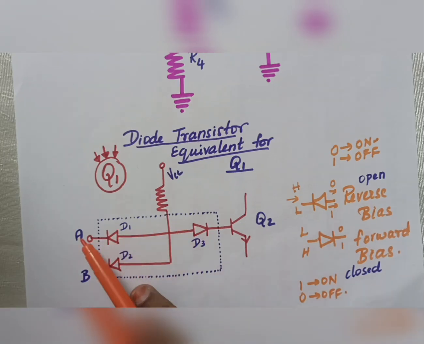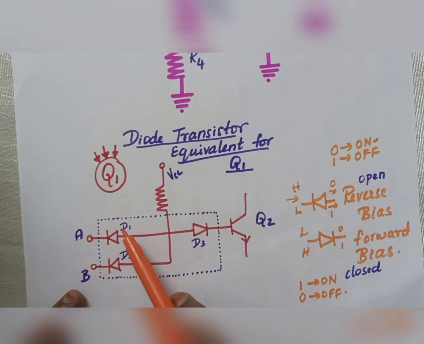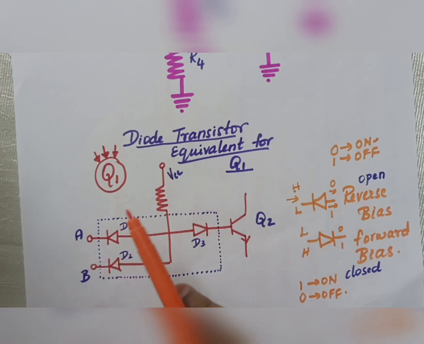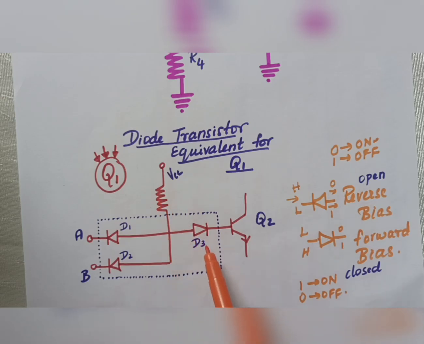Now if my A and B are 0, what will happen? My D1 and D2 will be in on condition. On condition means my current will flow through A and it will go to B. So I won't have any current left to go through D3. Able to understand? All my current will go through D1 and D2 and I won't have any current to pass through D3. So my Q2 won't be triggered. I won't have any process happening in my Q2.